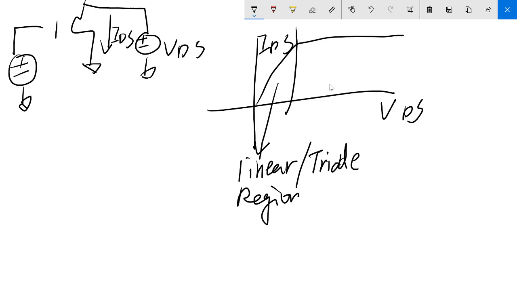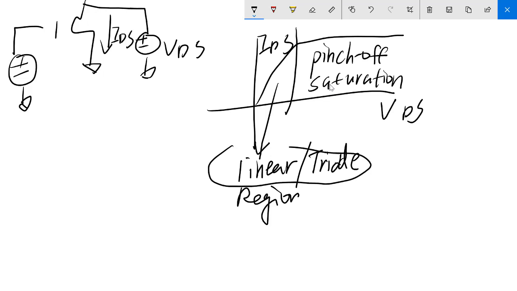And this region is called pinch off or saturation region. Okay, and for the transistor working in the linear or triode region, there will be an equation to control the current flow through the channel.